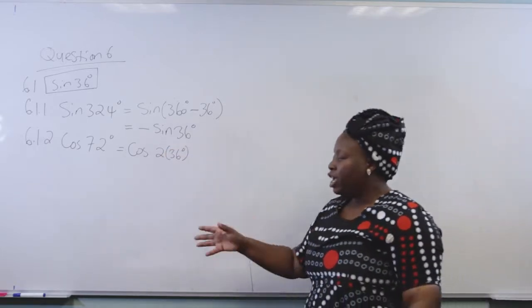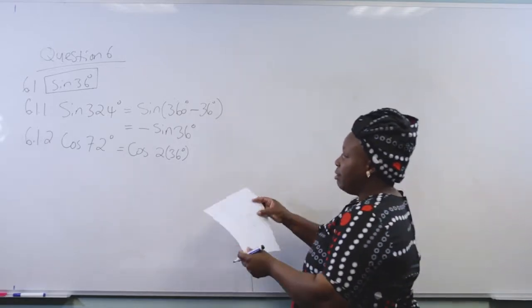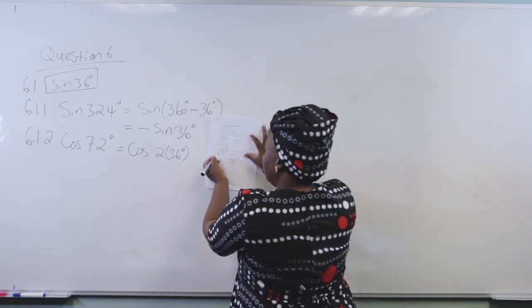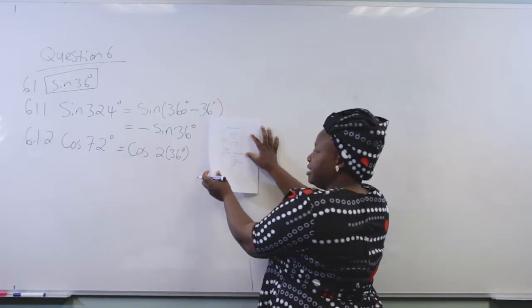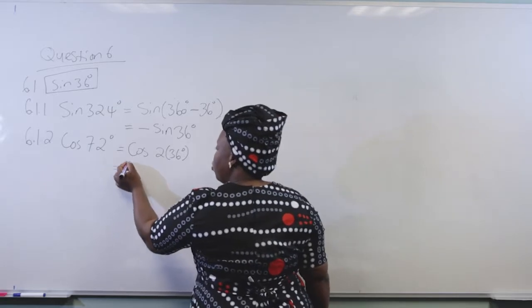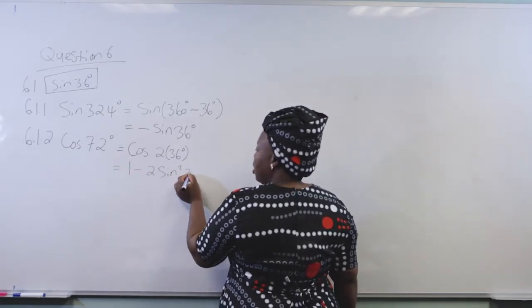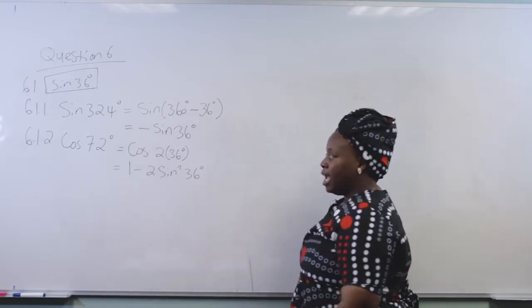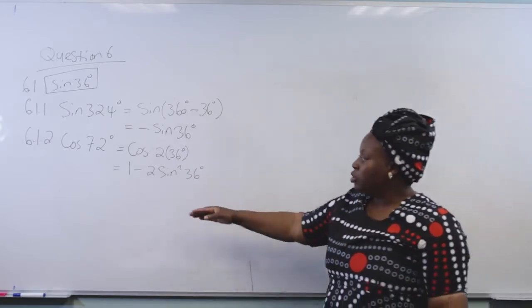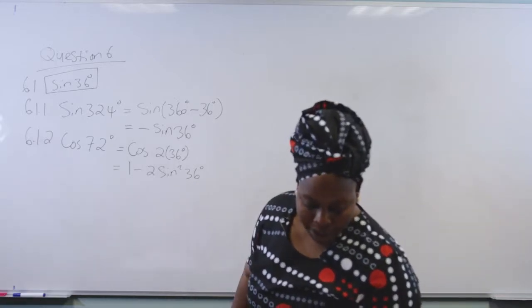Now you go back to your formula sheet and check. In the formula sheet, I have something that is double angle. And for cos, it means that I'll have 1 minus 2 sine squared of 36. So cos 72 is the same as 1 minus 2 sine squared of 36, and you do have that sine 36 there. That's what they want you to have as a solution, and that is about 2 marks.